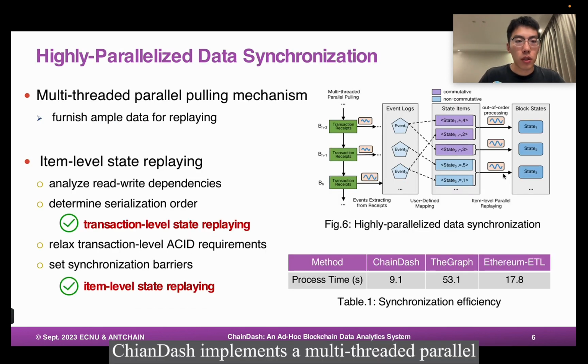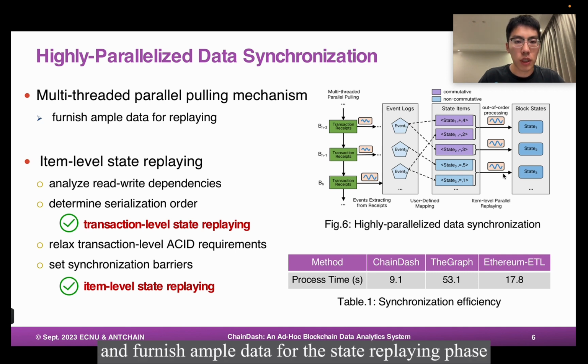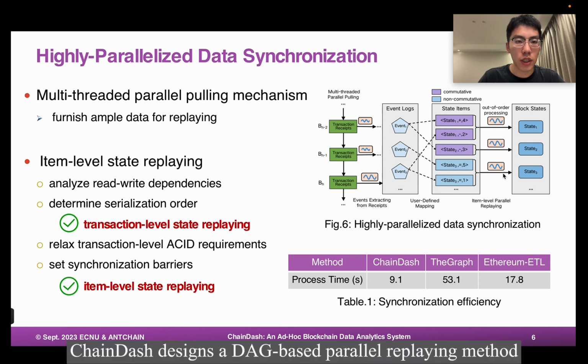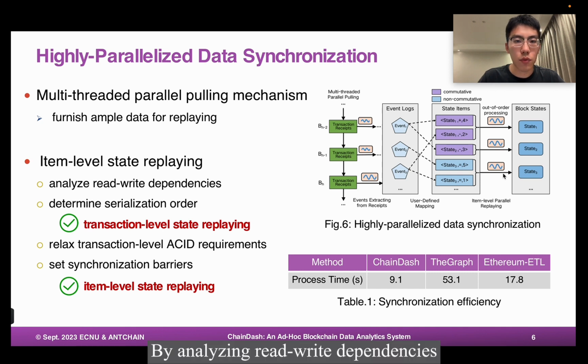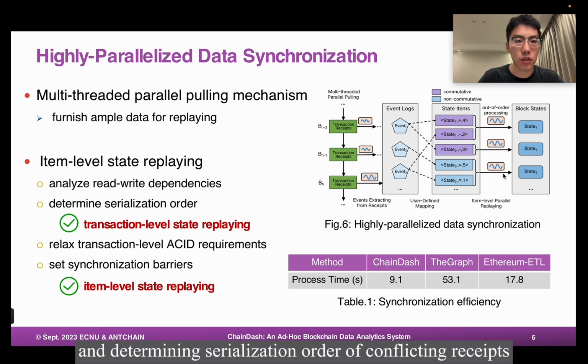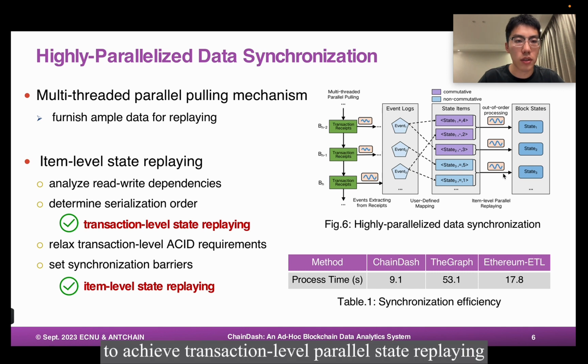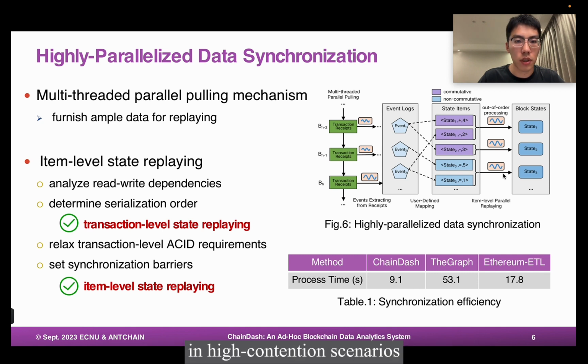ChainDash implements a multi-threaded parallel pooling mechanism to optimize data pooling and furnish ample data for the state replaying phase. During the state replaying phase, ChainDash designs a DAG-based parallel replaying method. By analyzing read-write dependencies and determining the serialization order of conflicting receipts, ChainDash constructs a conflict graph to achieve transaction-level parallel state replaying. Moreover, to guarantee robust replaying parallelism in high-contention scenarios, ChainDash implements a finer-grained item-level parallel replaying.